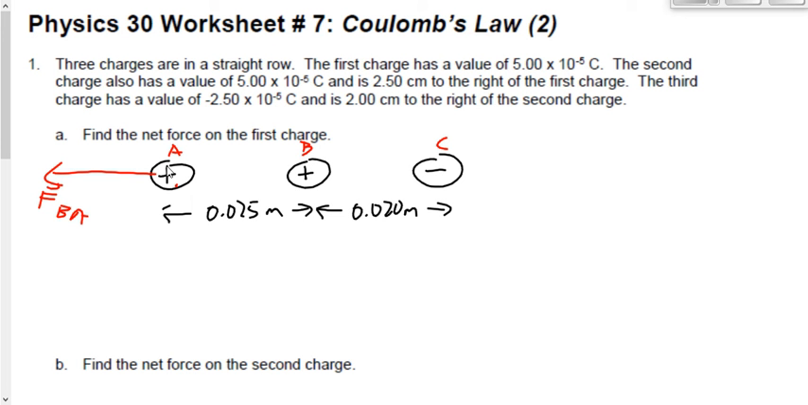I'm looking for the force on A, not on B. There is a force on B, but I don't really care what it is right now. I don't care what direction it is because I'm trying to find the force only on A.